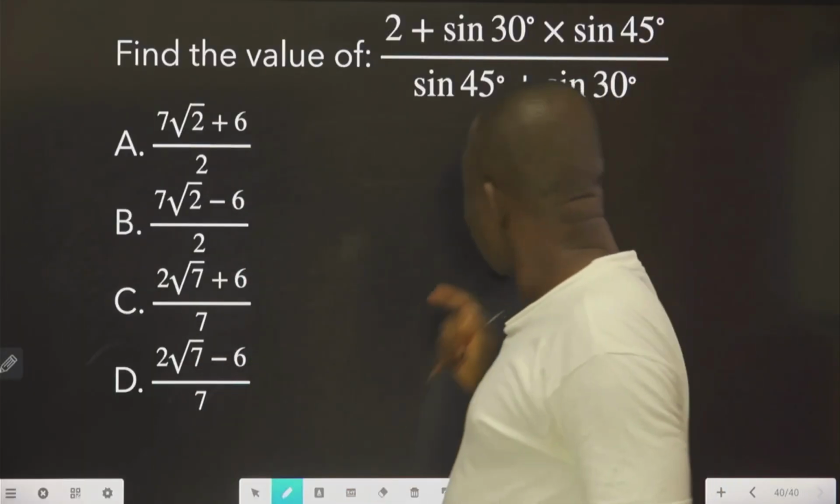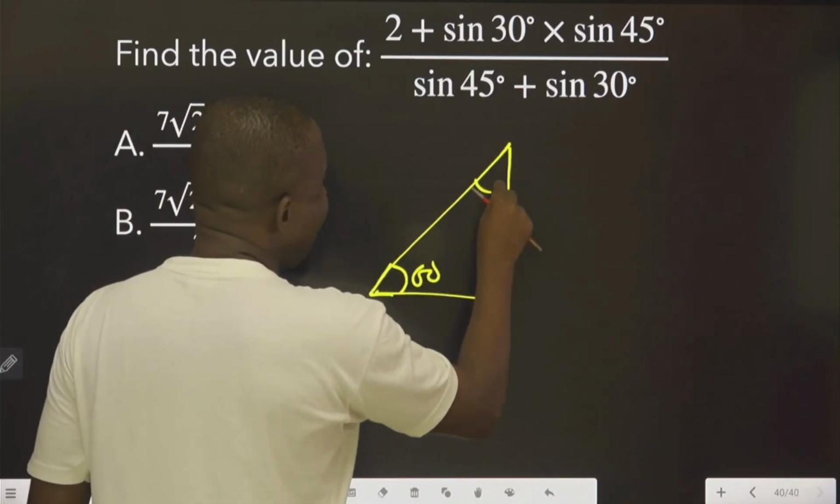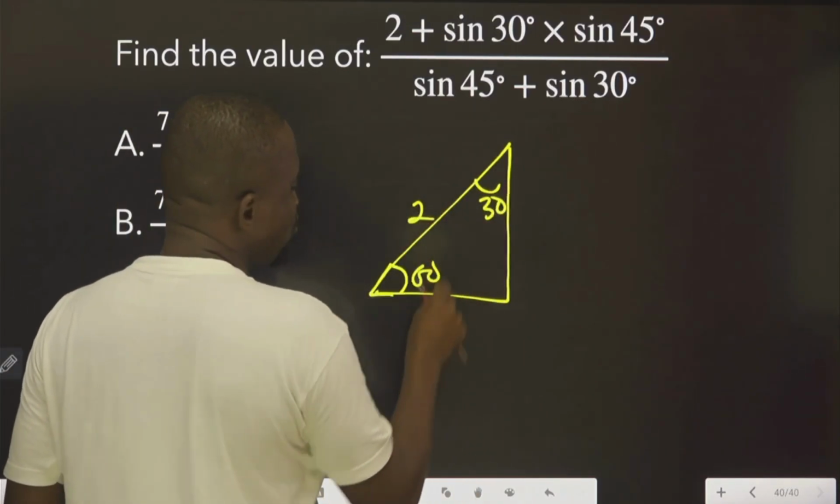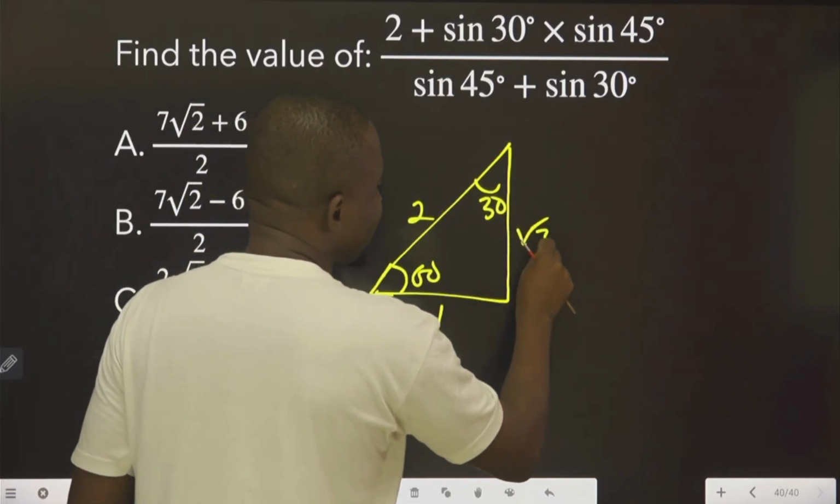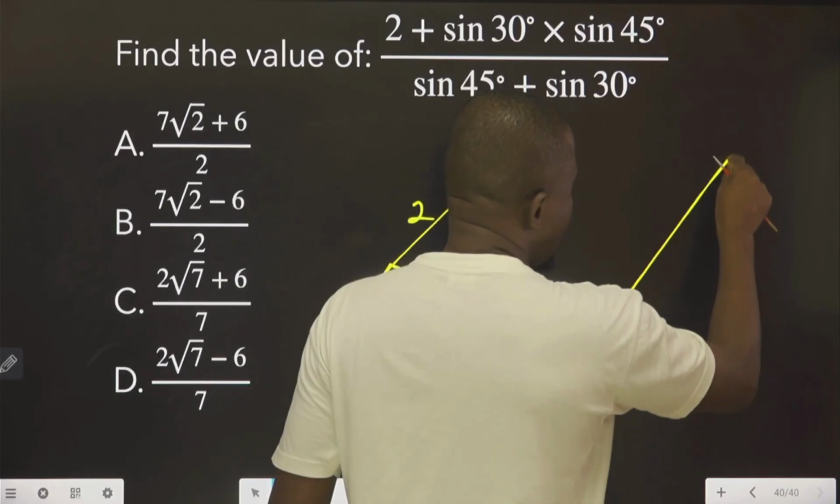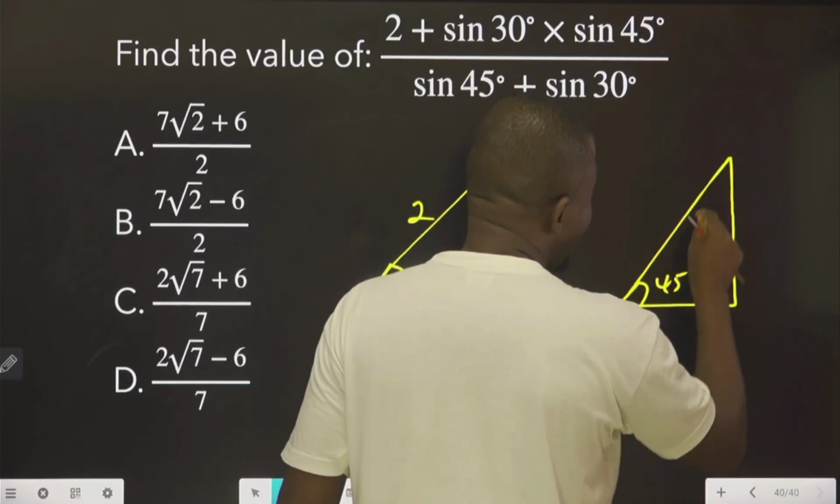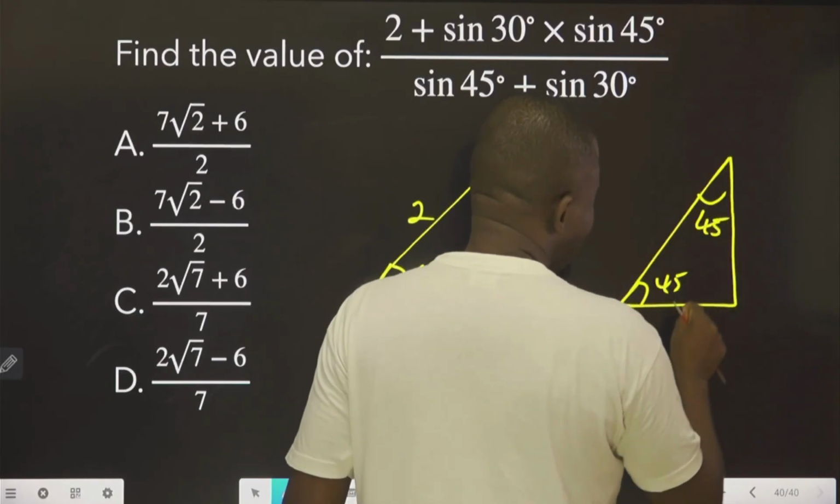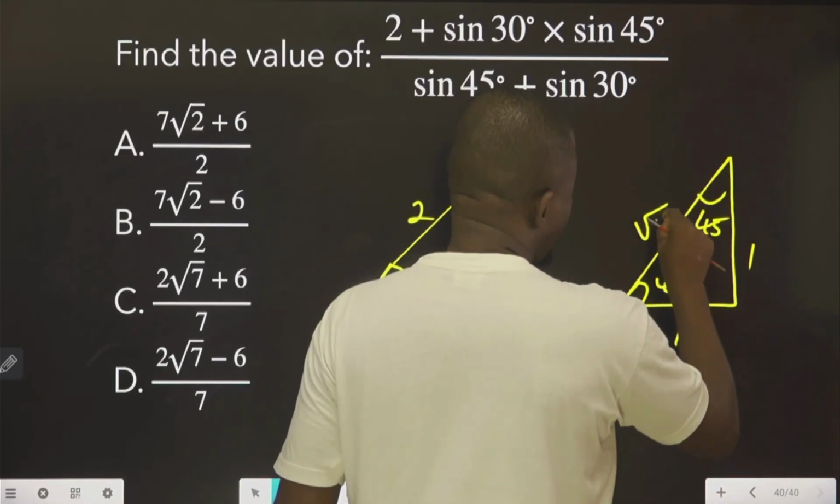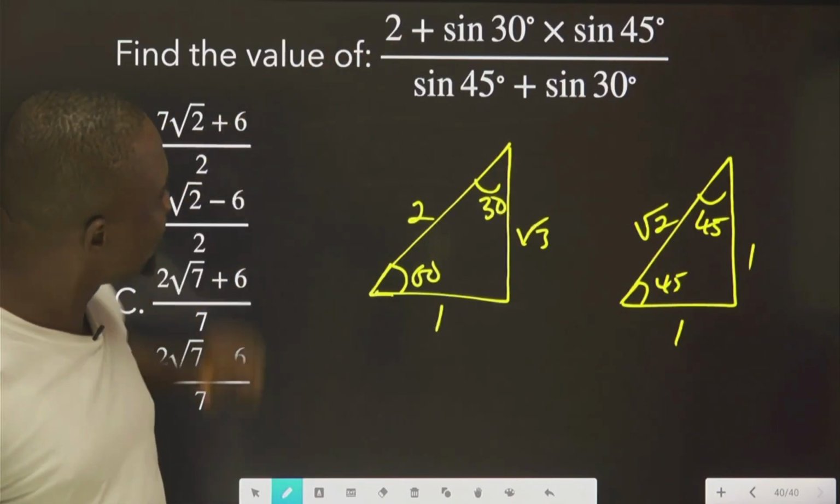Let's look at this. Remember these special angles. Here is 60, here is 30, here is 2, here is 1, here is square root of 3. You should remember the diagram. Even though you don't remember the values, at least remember the diagram. If this is 45, this is 45, this is 1, this is 1, this is the square root of 2. Okay? Now you can fix this guy up.